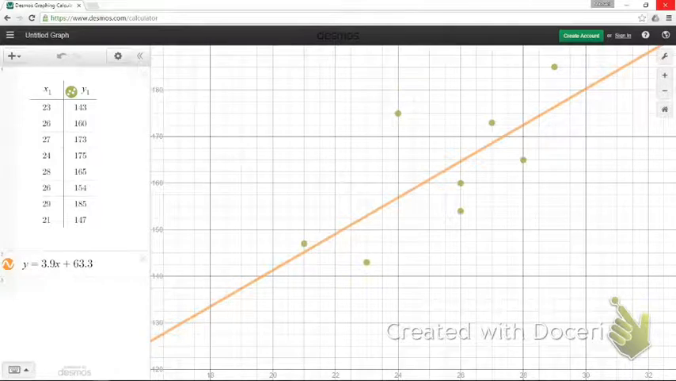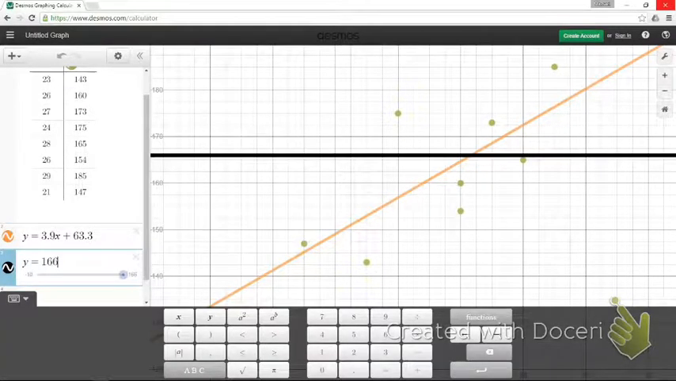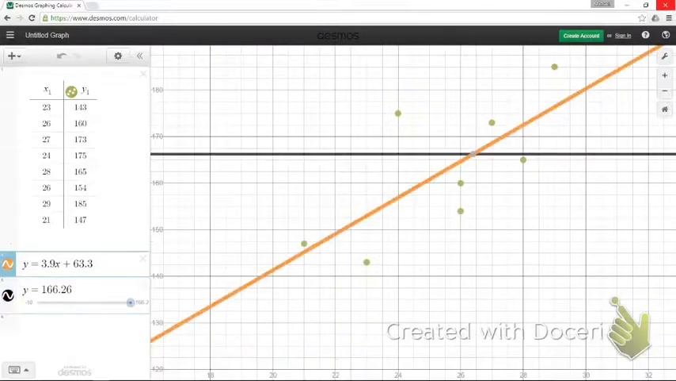So what we need to do now is predict the value of this, sorry, not the value, the height of this person. So we need to substitute 26.4, which is the x value, into x here times 3.9 plus 63.3. Turns out that the height of this person is 166.26. So I'm just going to write down 166.26. So they're about right there.